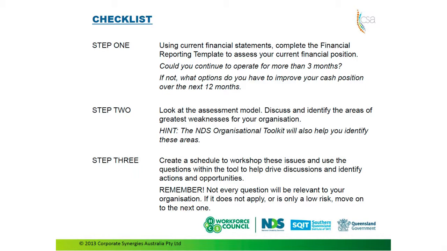Step 2. We look at our assessment model and we discuss and identify the areas of greatest weakness of our organisation. And don't forget, the NDS Organisational Toolkit will also help you identify these areas. What strategies can we come up with to strengthen our position of each one of these key areas?